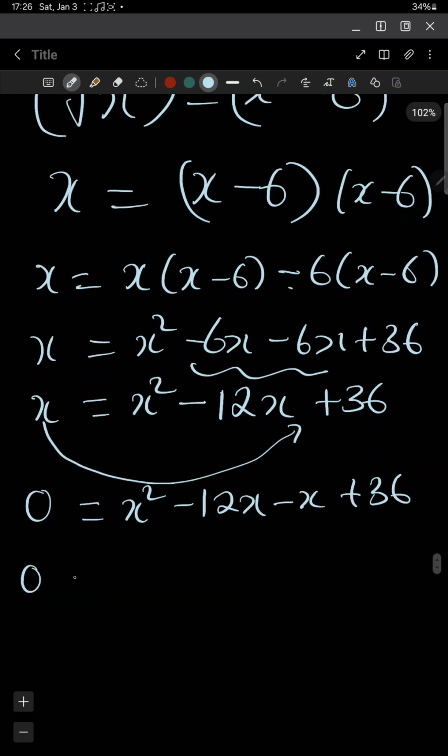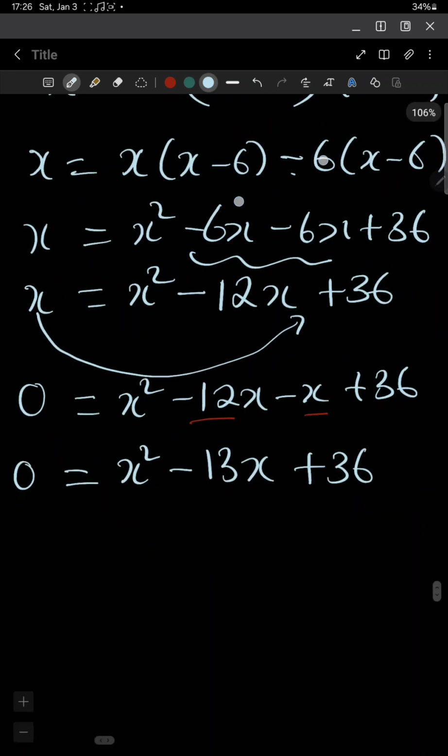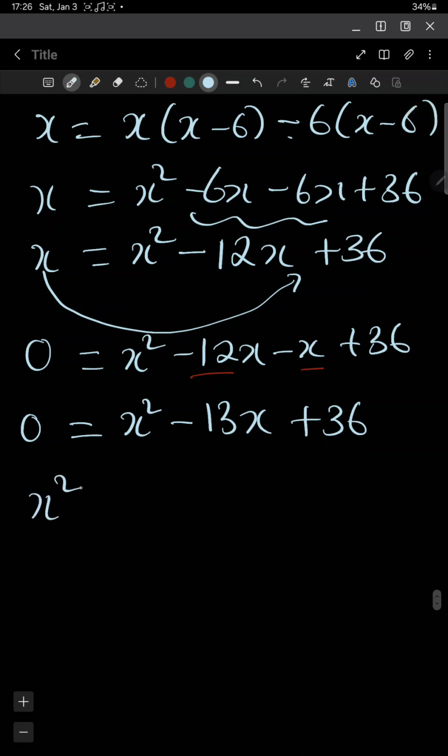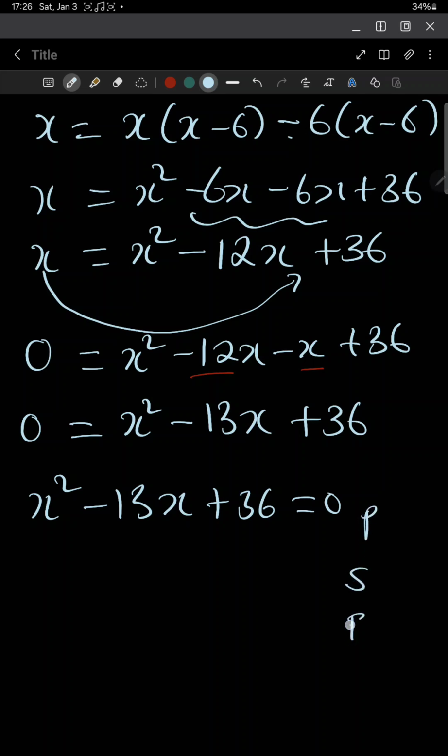So our final equation will be x squared minus 13x, not 11, because if you observe carefully, this part and that part need to be added. So it will be negative 13x plus 36, which can be written as x squared minus 13x plus 36 equal to 0. When you reach here, you need to find the product, sum, and factors. We are just solving this quadratic equation using the factorization method.